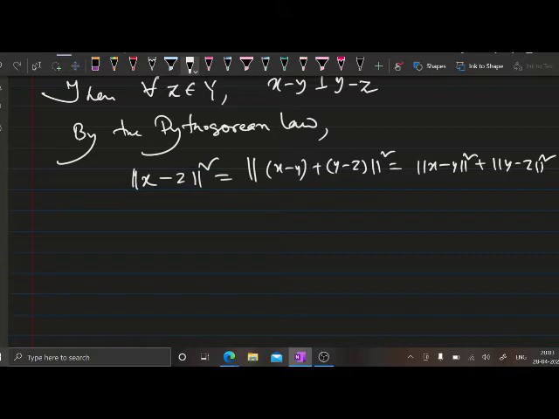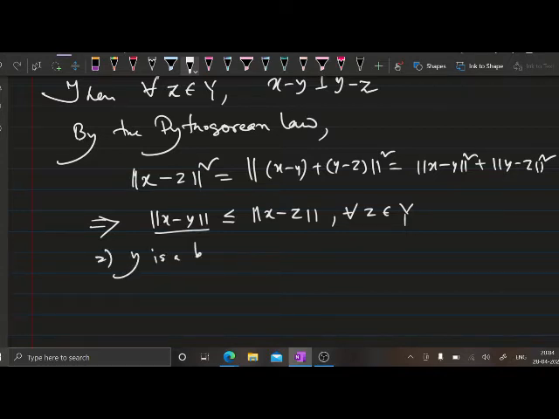Then you can easily check that the norm of x minus y is less or equal to norm of x minus z. If you take the non-negative square root from both sides, this is true. So this is true for all z belongs to Y. So this is the infimum of all the distances of capital Y to x. Therefore, y is a best approximation from capital Y to x.